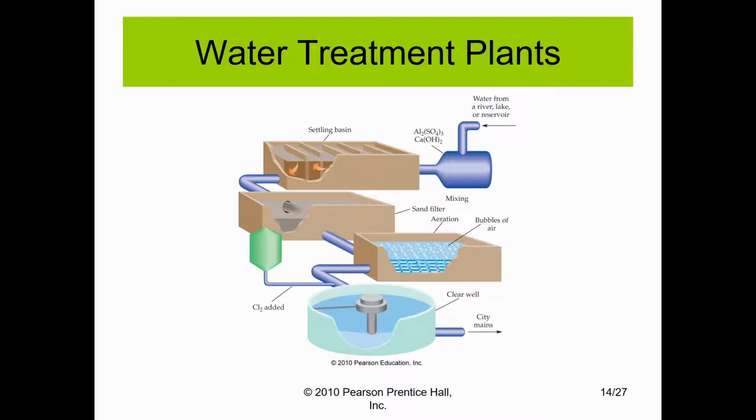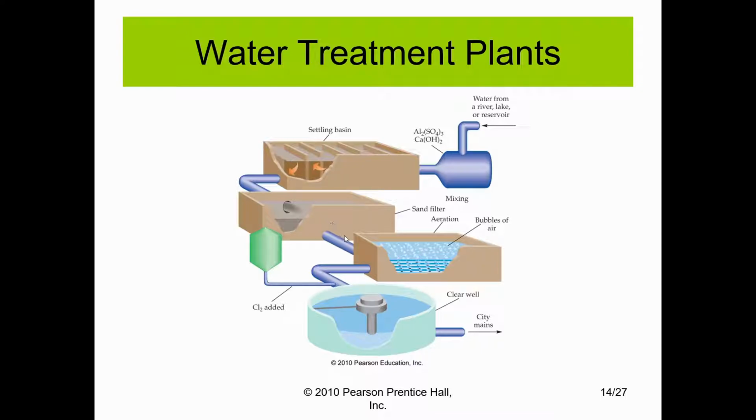In this diagram, we can see the entire process laid out. In the beginning, the water enters from a river, lake, or reservoir where it's treated with the aluminum and slaked lime. At this point, the gelatinous coagulate can form and filter out some of the heavy particles and bacteria in the settling basin. It's then filtered through a sand filter to remove the coagulate and the heavy particles.